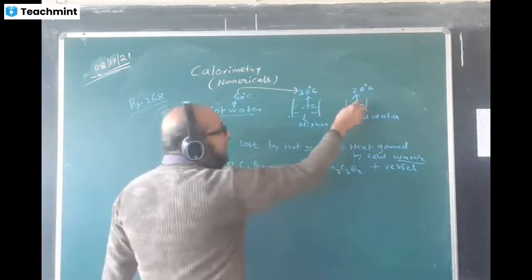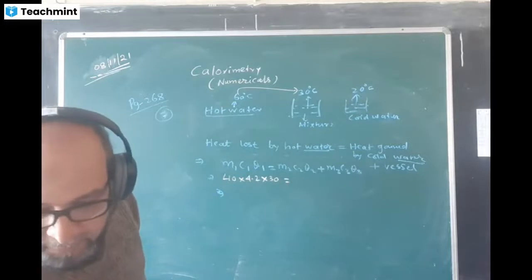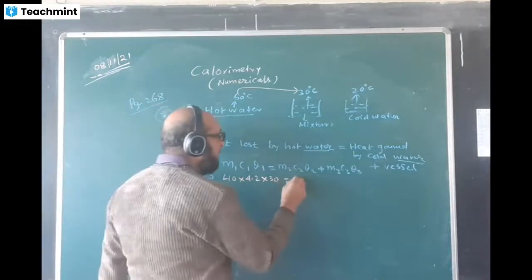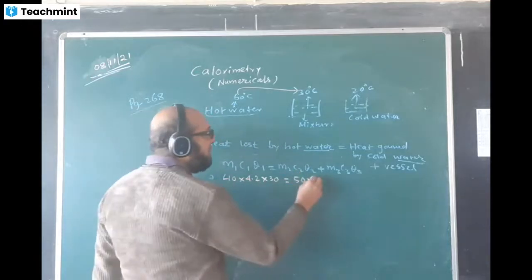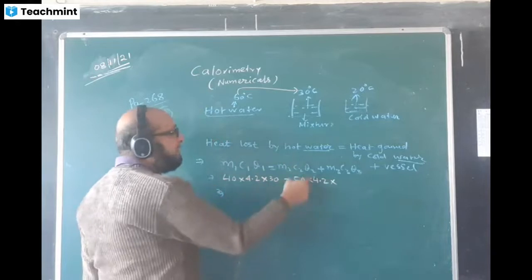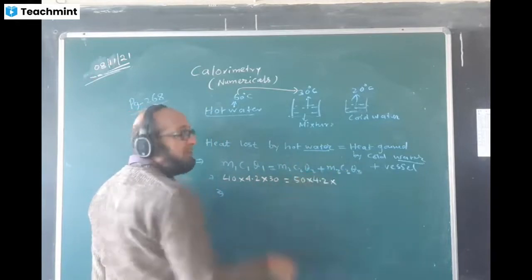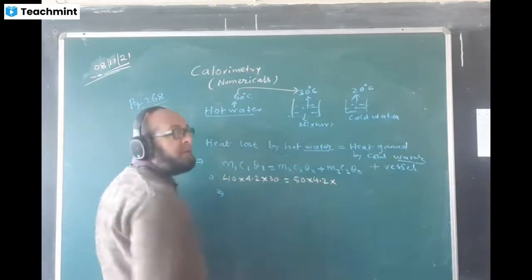What is the mass of the cold water given? M2 is the mass of the cold water. How much is the value given? 50 gram of water. M2 value is 50. C2 is the specific heat capacity of water only. That's 4.2. This time C1 and C2 we cannot calculate together because there is a plus something out here. Theta 2 value is how much? What is the value of theta 2? Tell me.